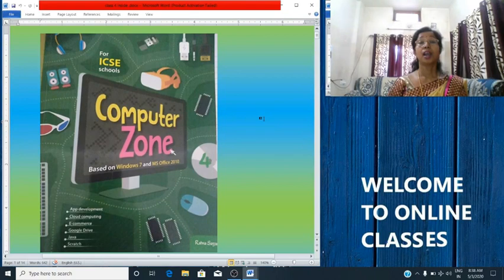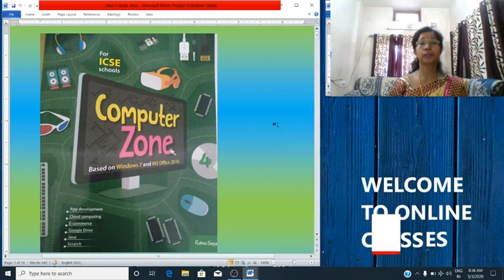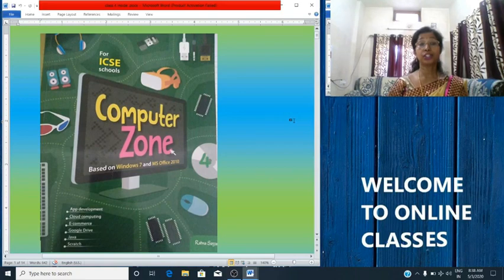First, I would like to introduce the book. This year, in class 4th, you will be using the book Computer Zone Part 4 of Ratnasagar Publications. Last year, you had studied Part 3 of this book. I know you may not have the book now. Don't worry, it will be reaching to you soon. The school is making arrangement for that.